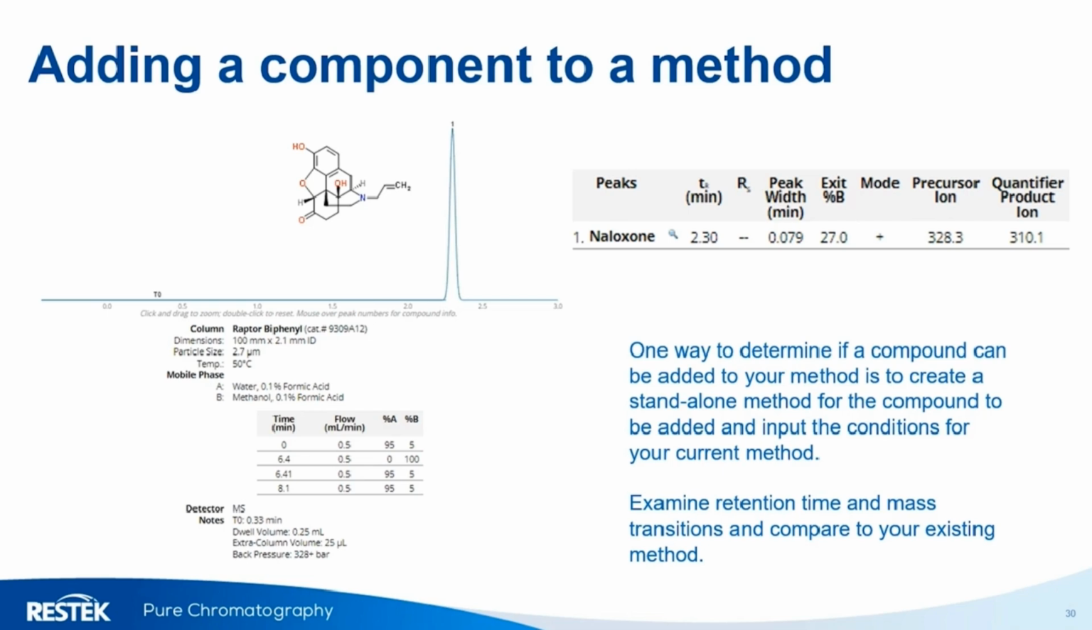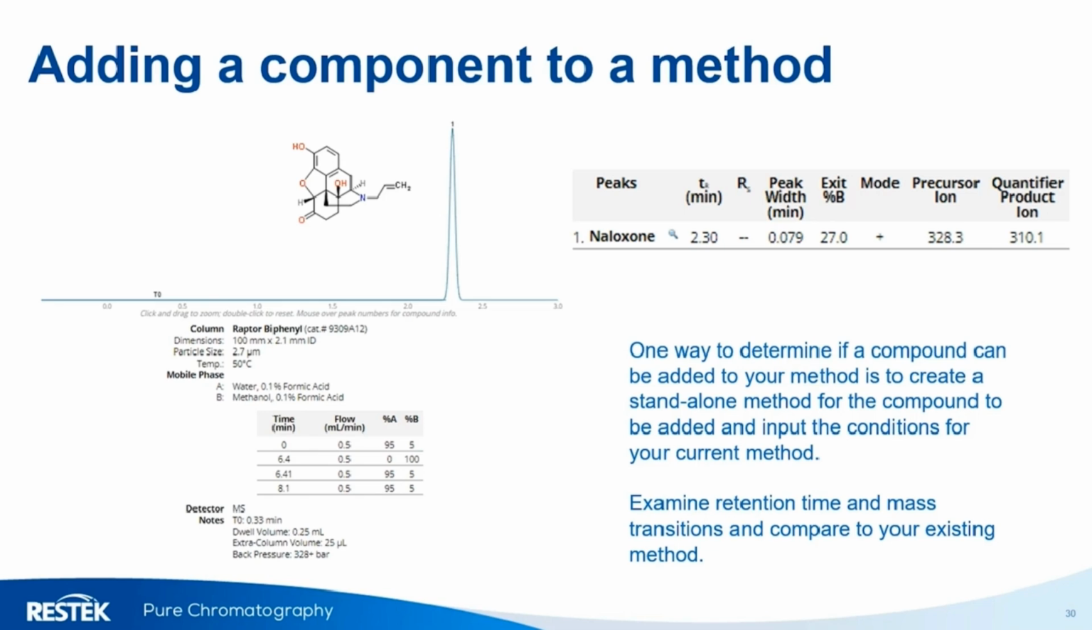Lastly, I'd like to address adding a component to an existing method. This is, again, something that the chromatogram modeler tool really excels at. You have an existing method, and now you need to add a compound to it. What do you need to do? Do you need to recreate the method from scratch, or can you just slot this compound in with the rest and work it with the existing methodology?